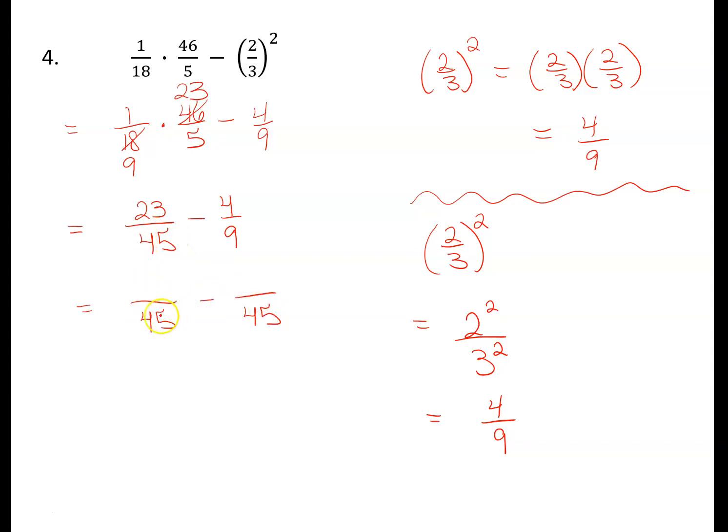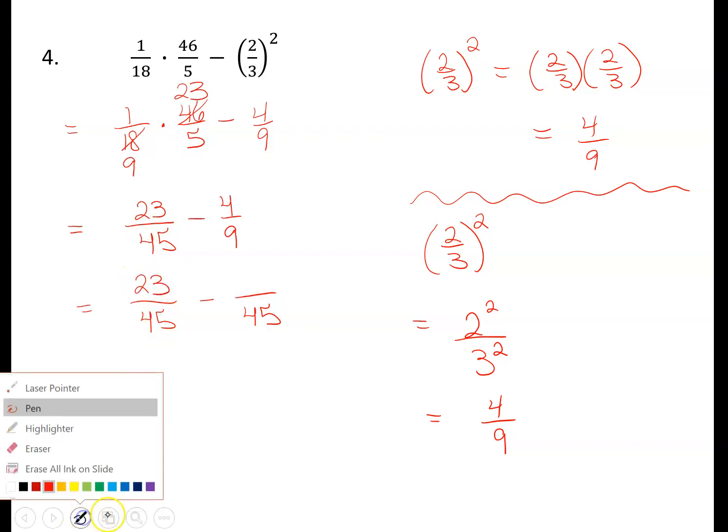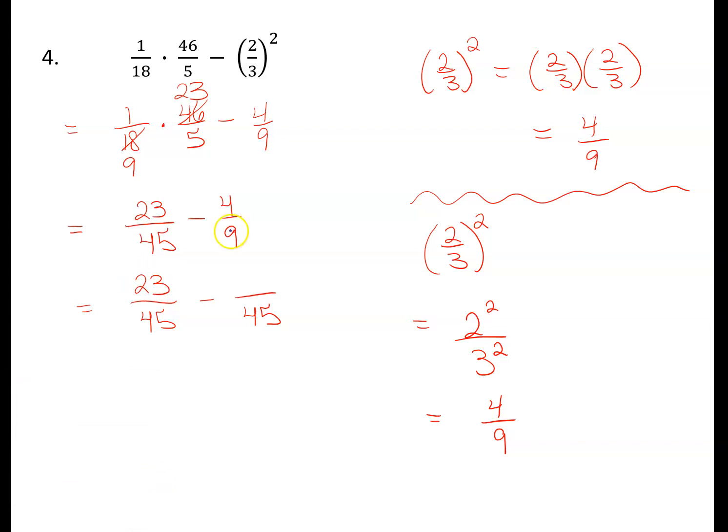The first fraction already had the 45, so it stays the same on top. The second fraction, to make 9 become 45, needs to multiply by 5. And that will make the numerator 20. Then the operation in the numerators. 23 minus 20 is 3. Keep the same denominator. And then check to see if you can simplify.